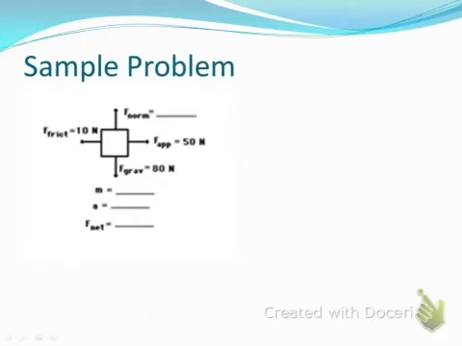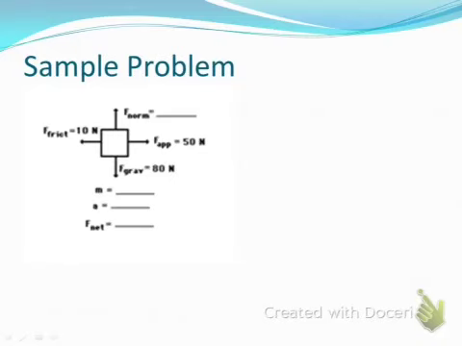Okay, you're given a free body diagram, and our goal is to find all of the forces that are missing. So let's start looking at what we've got. We've got friction going to the left, an applied force to the right, a normal force acting upwards, and our force due to gravity acting downwards. Okay, let's think about the y direction first.